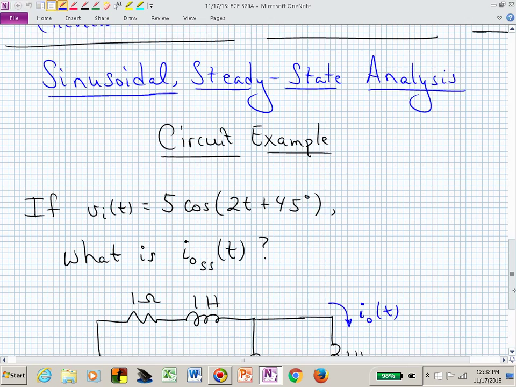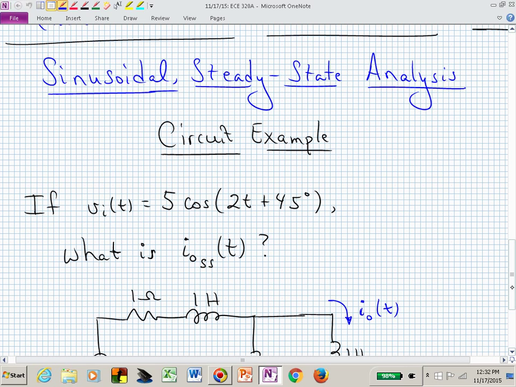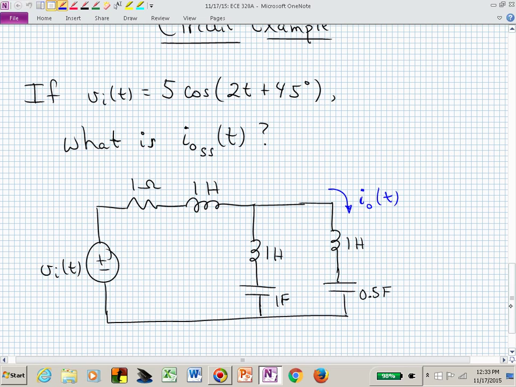Let's then start you with a quiz or a little exercise with a circuit example doing sinusoidal steady state analysis. If you are given a voltage of 5 cosine of 2t plus 45 degrees, what's going to be this current at the far right branch in the steady state?